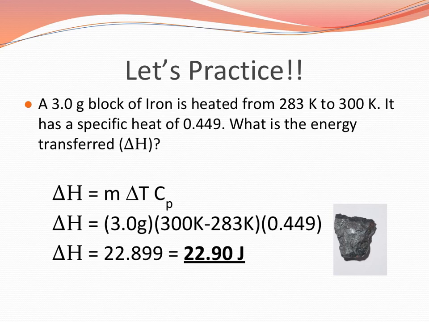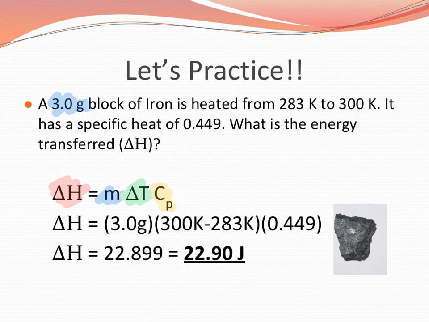I threw together a couple practice problems here. We have our delta H formula, of course. I'm going to color code it again. We have our delta H, we have our mass, we have our change in temperature, and we have our specific heat capacity. Looking at the problem, it says a 3.0 gram, well, that's a mass, block of iron is heated from 283 Kelvin to 300 Kelvin.